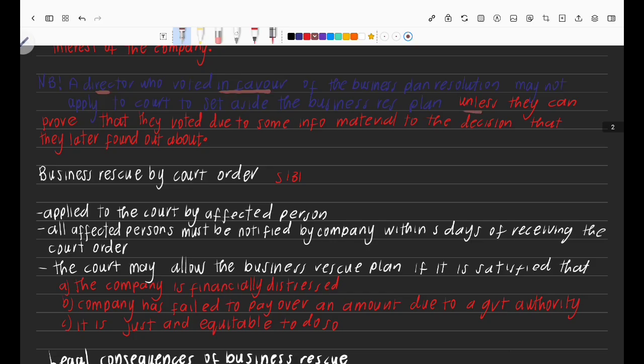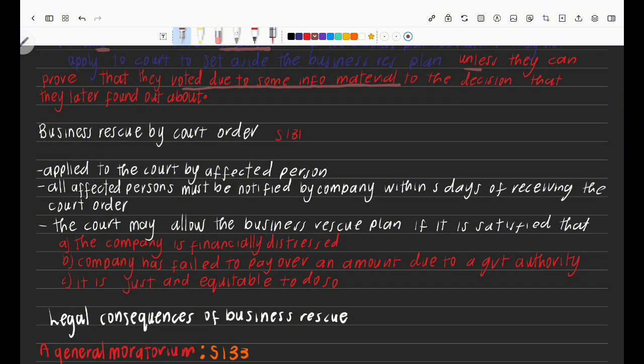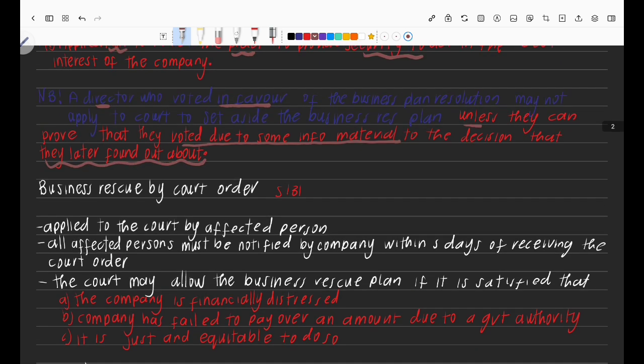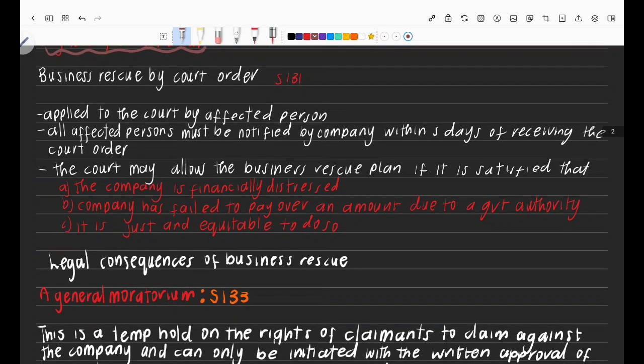Unless they can prove that they voted due to some information material to that decision that they later found out about but didn't know. So they can come to the court if they say, I didn't know of this material information that influences my decision. I was not made aware of some facts of this business rescue plan. So 128 defines, 129 is the board resolution, 130 is setting aside.